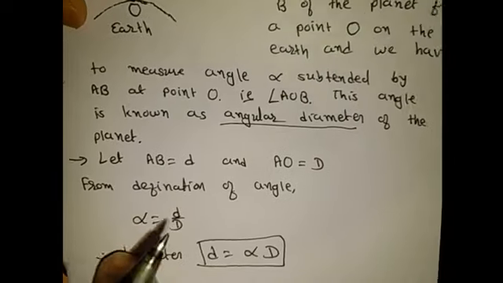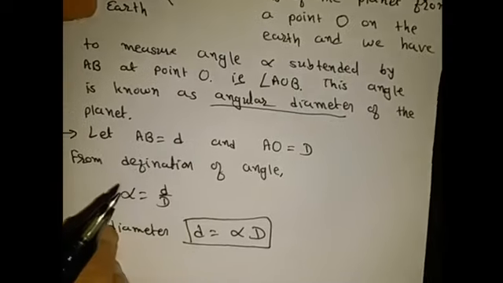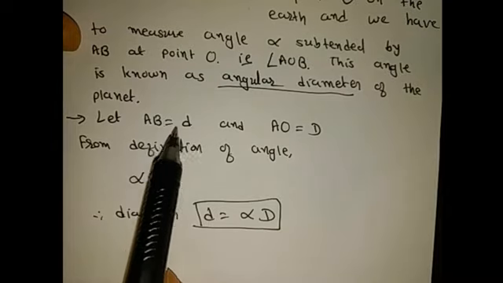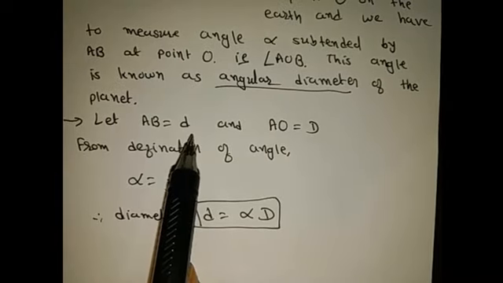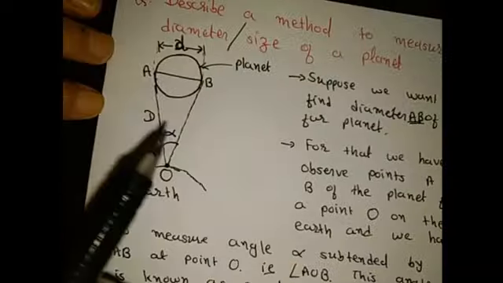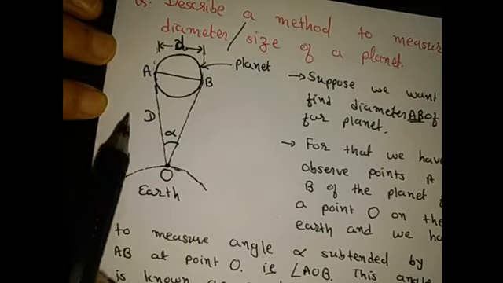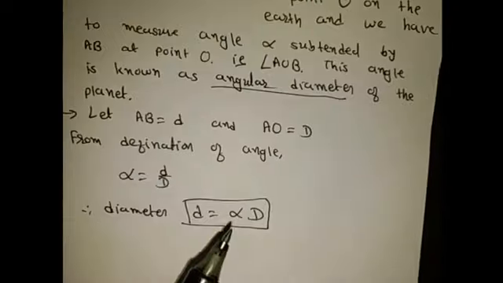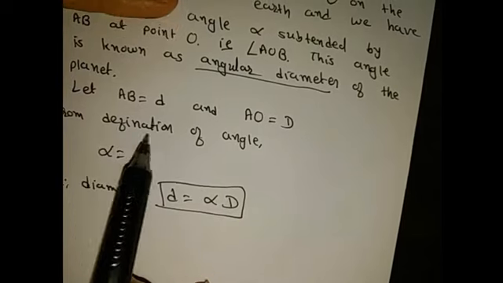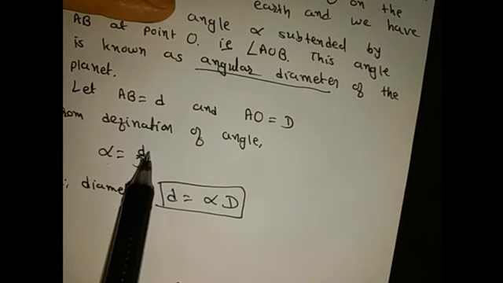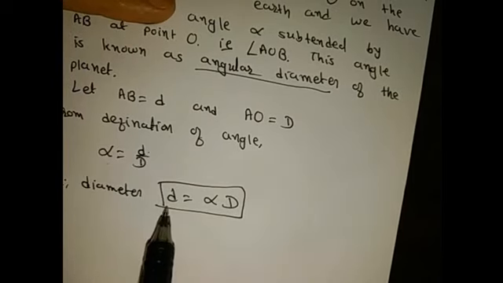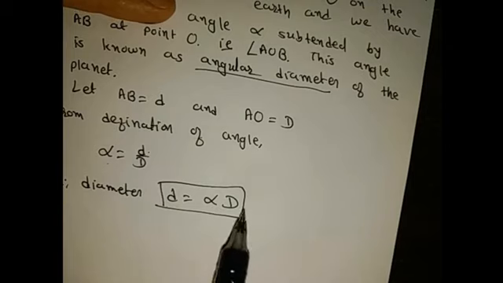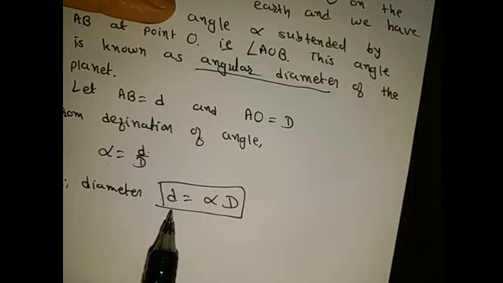Okay. Now, then mathematical portion. Mathematical portion में क्या लिखेंगे? Let AB equal to d. इसको हमने d consider किया है. AB equal to d and AO equal to capital D. So I can say that from definition of angle, alpha is equals to small d upon capital D. Therefore, small d is equals to alpha into capital D. This is the formula that we can use to measure the size of the planet.